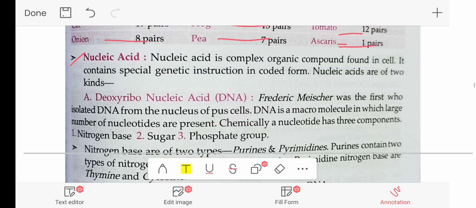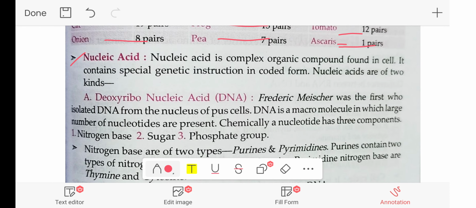Nucleic acid is a complex organic compound found in the cell. It contains special genetic instructions in coded form. Nucleic acids are of two kinds, the first being deoxyribonucleic acid. Friedrich Miescher was the first who isolated DNA from the nucleus of pus cells. DNA is a macromolecule in which a large number of nucleotides are present.